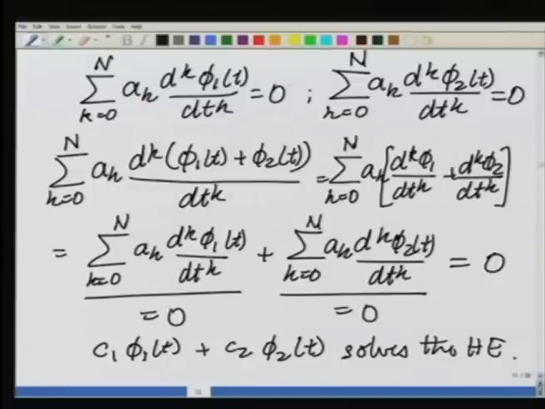By the linearity, the homogeneity of the differential operator, we would get a k times C 1 dk phi 1 by dt plus a k times C 2 dk phi 2 by dt. Then we could split it into two summations, as we already have done, and each such summation would be 0, because C 1 would be a common factor for all the terms in the first summation, C 2 would be a common factor for all the terms in the second summation. The whole thing still comes to 0.